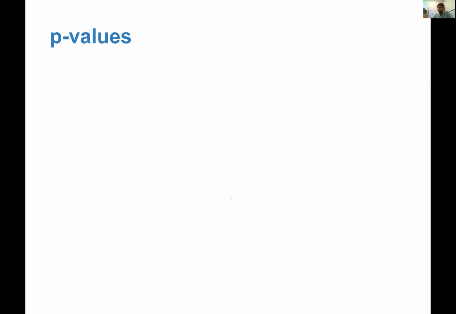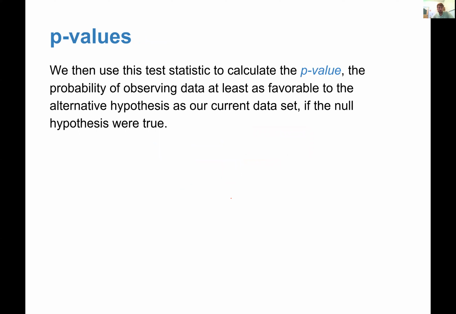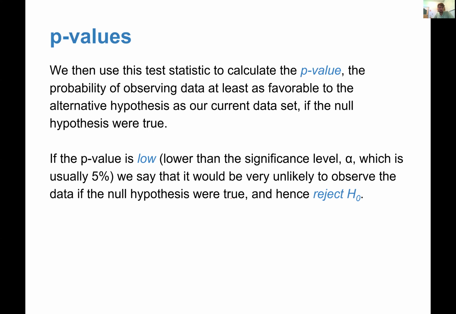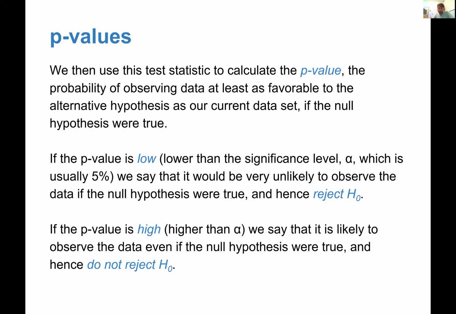Okay, so p-values. When we use this test statistic to calculate the p-value, the probability, so this is the definition of the p-value: the probability of observing data at least as favorable to the alternative hypothesis as our current data set, if the null hypothesis were true. Okay, that's what the p-value is. So if the p-value is low, lower than 0.05, then we say that it's very unlikely, and we reject the null hypothesis. And if the p-value is high, then it's likely enough, and we do not reject the null hypothesis.